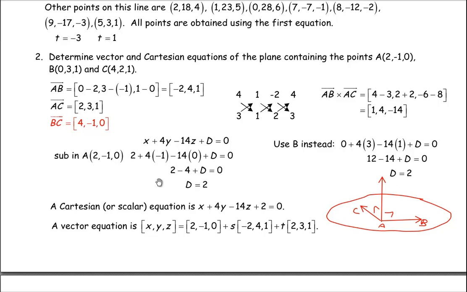Over here, I showed what the calculation looked like if you used the 0, 3, 1 vector instead of this one. So if we put 0, 3, and 1 in place of x, y, and z, that would be 12 minus 14, which is negative 2 plus d is 0, so d is still positive 2. You get the same value no matter which point. Of course, if you use 4, 2, 1, you get the same value for d. You have to, because it's another point on the plane. So putting that 2 in place of d, we get x plus 4y minus 14z plus 2 equals 0 is a Cartesian or scalar equation.